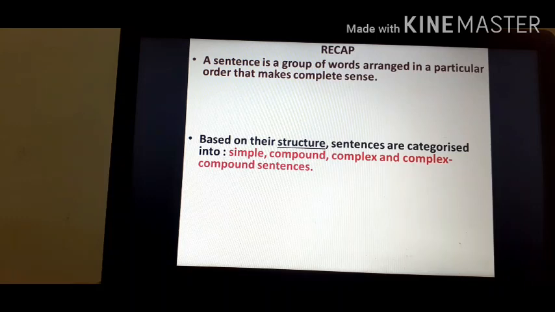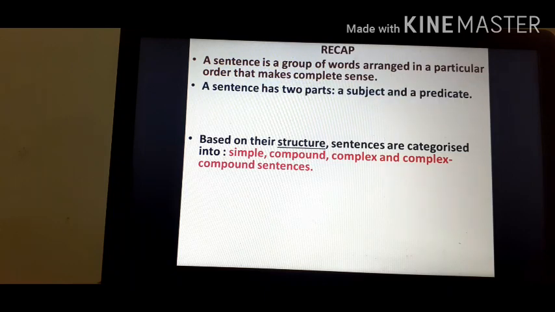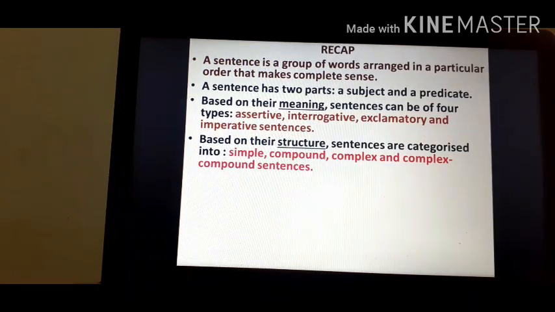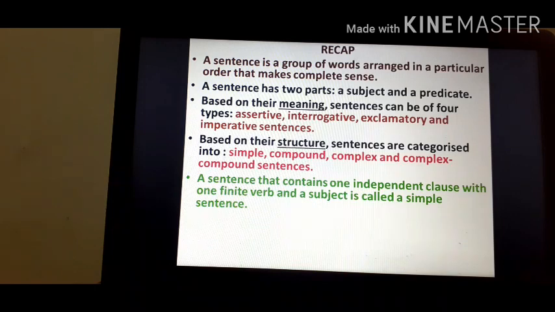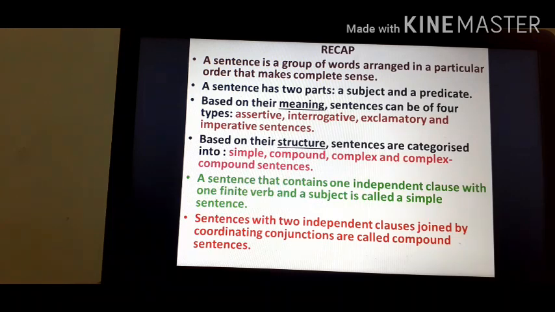Let's recapitulate the previous lesson. A sentence is a group of words arranged in a particular order that makes complete sense. A sentence has two parts, a subject and a predicate. Based on their meaning, sentences can be of four types: assertive, interrogative, exclamatory, and imperative sentences. Based on their structure, sentences are categorized into simple, compound, complex and complex compound sentences. A sentence that contains one independent clause with one finite verb and a subject is called a simple sentence. Sentences with two independent clauses joined by coordinating conjunctions are called compound sentences.